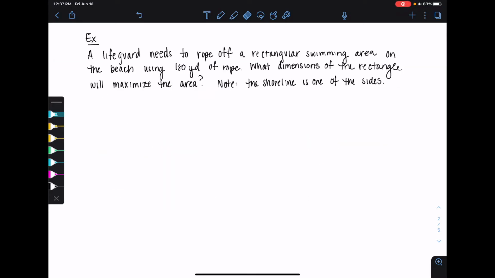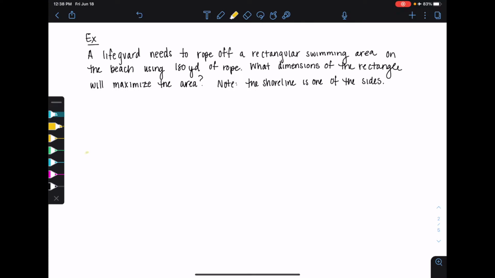So the first example we're going to try is we are told a lifeguard needs to rope off a rectangular swimming area on the beach using 180 yards of rope. What dimensions of the rectangle will maximize the area? We're given a little note that the shoreline is going to be one of the sides.